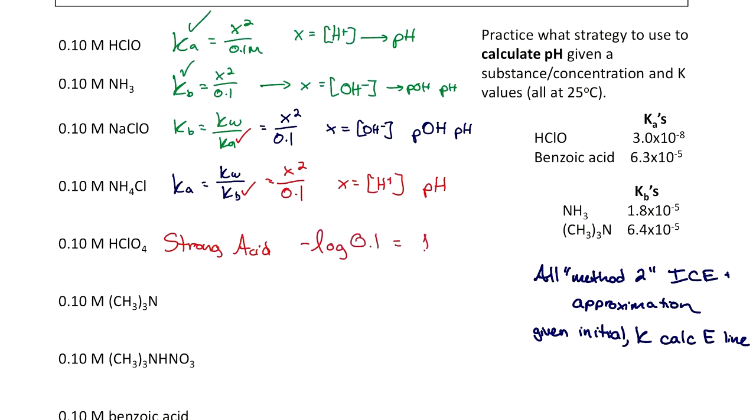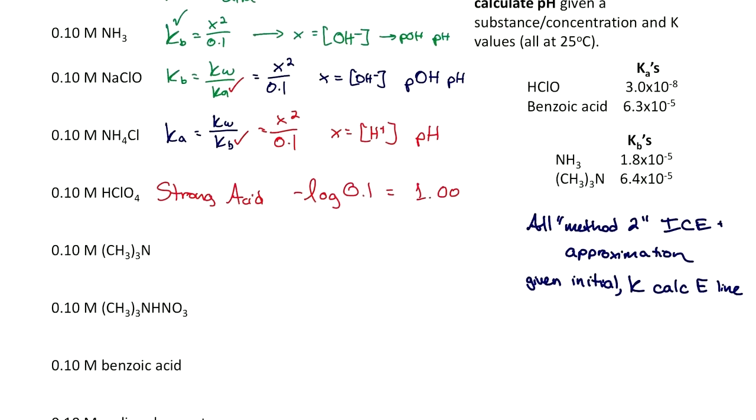And so this has a pH of 1.00. That's it, because that one's a strong acid. So no Ka needed there. Okay, I tricked you. All right, next one.